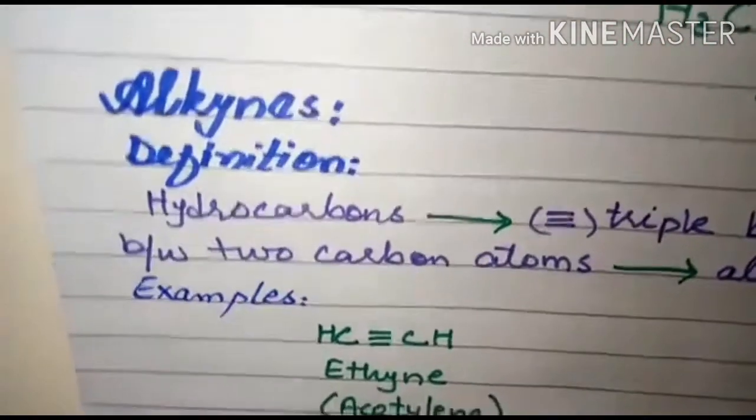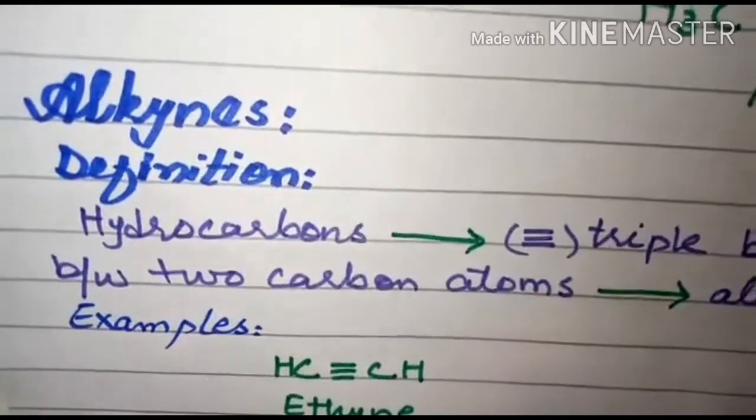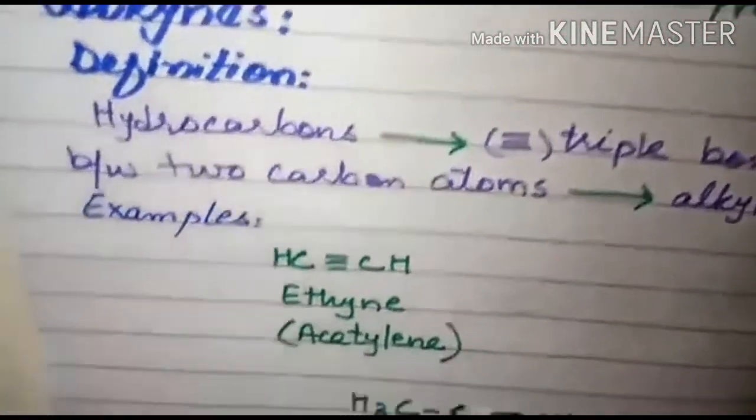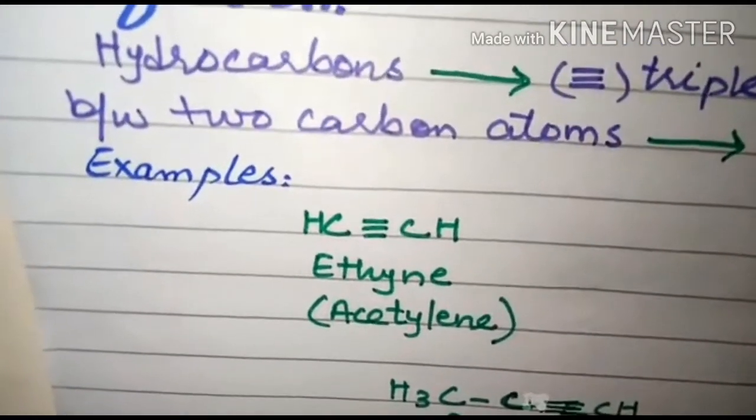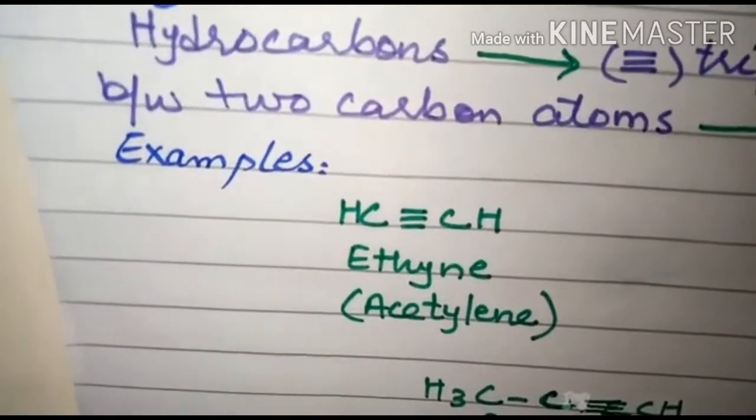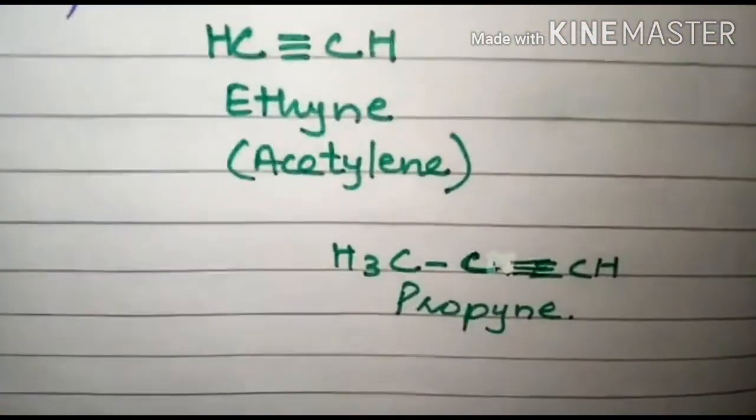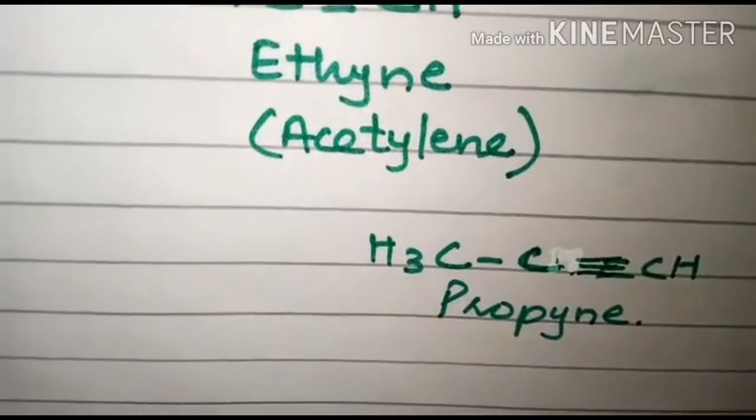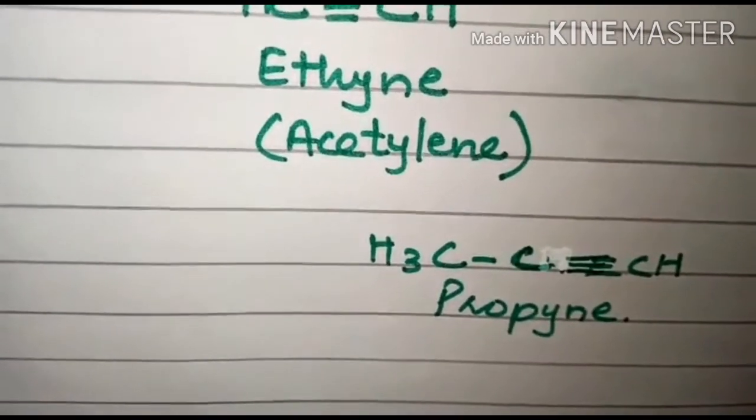The next class is of alkynes. Now what are alkynes? Alkynes are the hydrocarbons that contain the triple bond between two carbon atoms. For example, CH triple bond CH, ethyne, and ethyne belongs to the homologous series of acetylenes, so its name is also acetylene. See the other example of propyne, CH3C triple bond CH. Alkynes end with the suffix YNE.